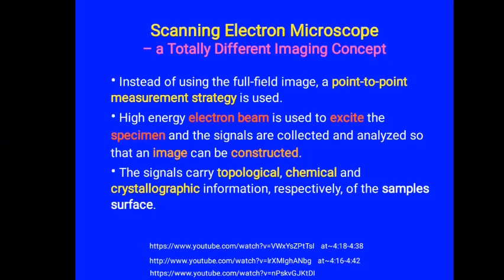Hello everyone. So in this video we are going to see the further details of the scanning electron microscope, which is a totally different imaging concept. Instead of using a full field image, a point to point measurement strategy is used. A high energy electron beam is used to excite the specimen and signals are collected and analyzed so that the image can be constructed. The signals carry topological, chemical and crystallographical information respectively of the sample surface.